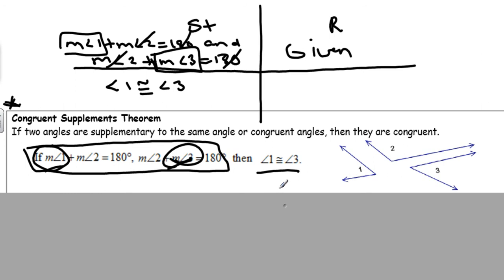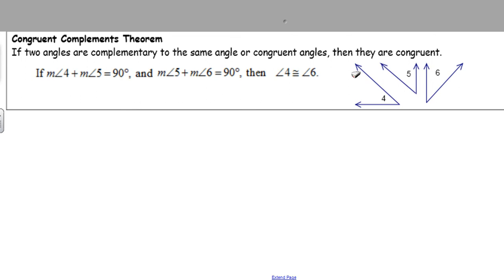You're going to see the same thing with the definition of congruent complements. Okay, so here's the congruent complements theorem. If you have two angles that are complementary to the same angle, or congruent angles, then they are congruent. So it says angle 4 and 5 are 90, so these two together are 90 degrees. And 5 and 6 are 90, so these two together are 90 degrees. Then we can say that angle 4 is congruent to angle 6. And the reason would be your congruent complements theorem.